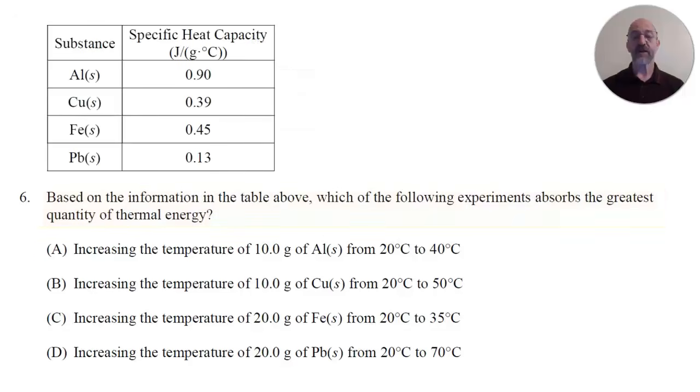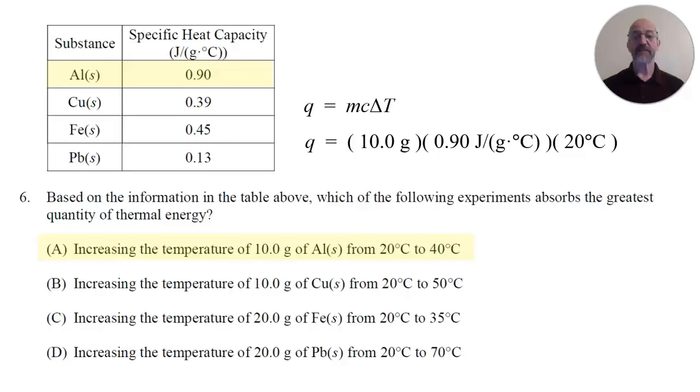So Q equals MC delta T for choice A, that would be a mass of 10 grams of aluminum, specific heat capacity of 0.90 joules per gram degree Celsius, and changing from 20 degrees Celsius to 40 degrees Celsius, that is a change or a delta T of 20 degrees Celsius. So 10 times 0.90 times 20, that gives us a value of 180 joules. And the units are joules because grams and degrees Celsius cancel out. So that would be the amount of thermal energy.